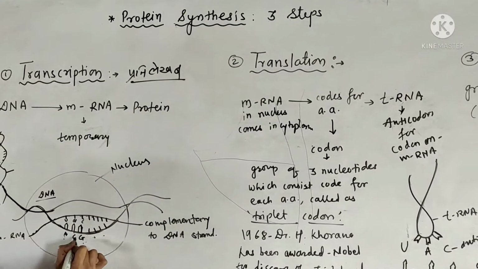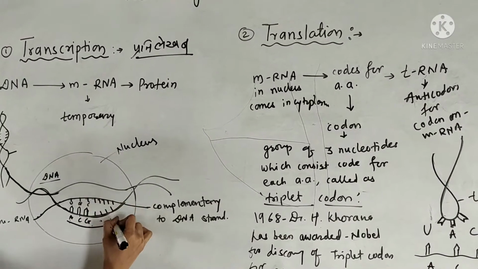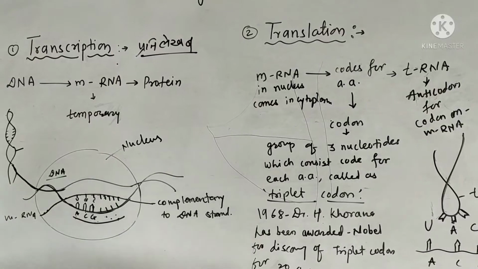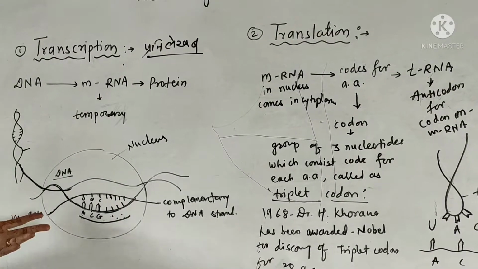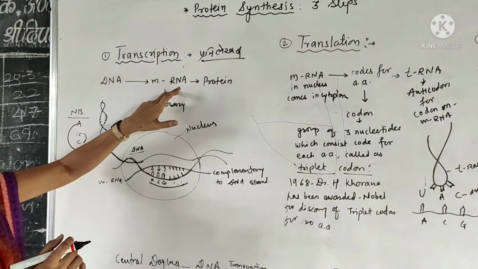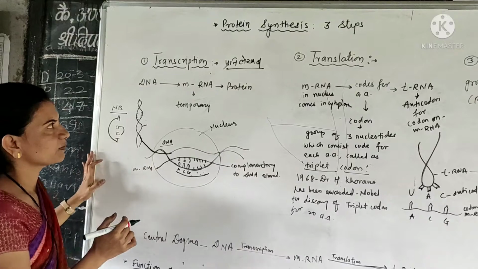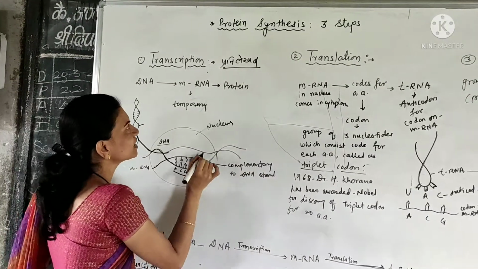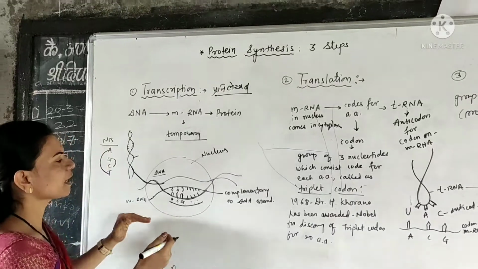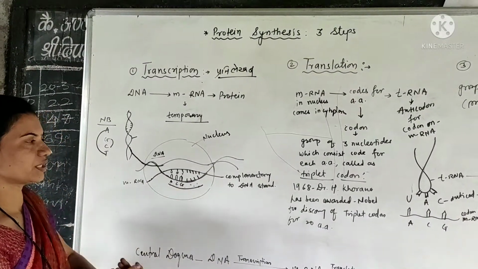Then what happened? The nitrogenous bases on the DNA strand were transcribed. So in this transcription process, what happens? From DNA, an mRNA strand is formed with the help of complementary nitrogenous bases. This strand is temporary. This mRNA strand is not permanent. It is temporary only to collect the information about these nitrogenous bases.